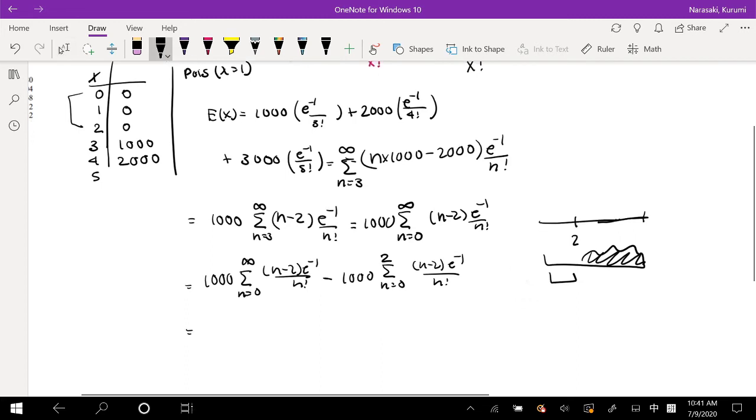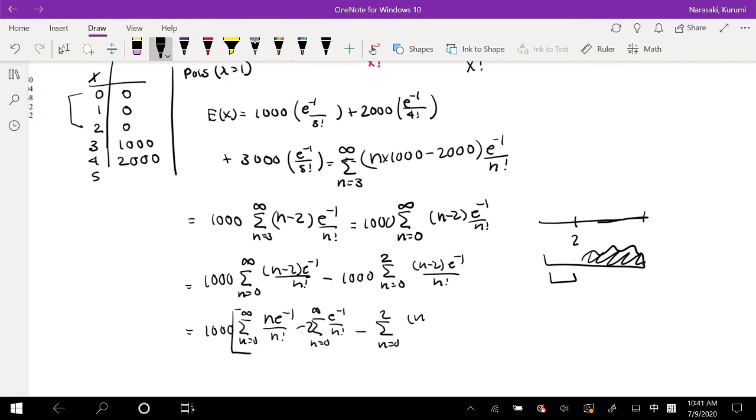Okay, and this way we know what this is. We know that this is just equal to 1,000. I'm going to split this up into 2. So I'm going to say this is the sum of n e to the negative 1 over n factorial, with the big 1,000 on the outside, plus the sum from n equals 0 of e to the negative 1 over n factorial times 2. Oh, this is minus, by the way. And this is just equal to minus this part, n minus 2 e to the negative 1 over n factorial.